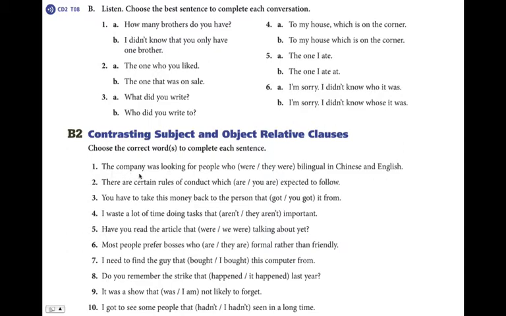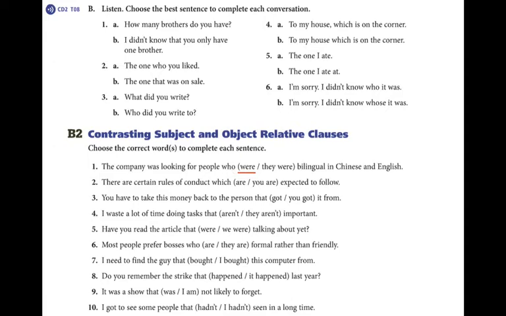So, for example, the company was looking for people who bilingual in Chinese and English. So the correct word or words is were. People who were bilingual. The company was looking for people who were bilingual. Who is the subject? Were is the verb. Bilingual is the adjective complement.